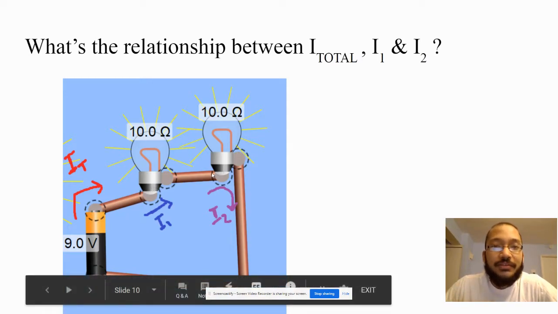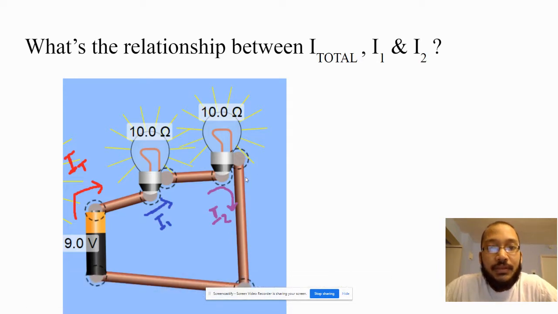I use the term in series because they're one after another and they're on the same path. There's no split. So what I want you to think about is what is the relationship between I total. I'm going to call I total the current coming out of the battery. How does that relate to I1? And how does that relate to I2? Take a minute to think about it.